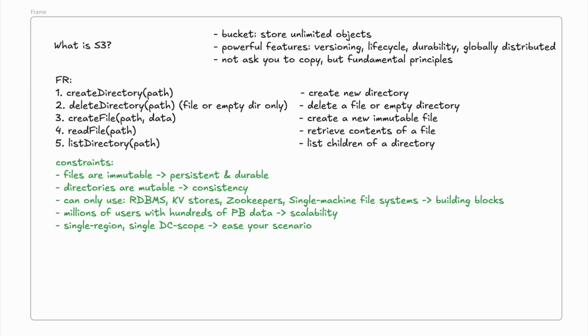Number 2. Mutable directories. While files are static, directories are dynamic. Users can add or remove files at any time, so we need to handle concurrent mutations safely. This pushes us towards strong consistency for directory metadata. We might need transactional semantics for directory-level changes, especially to avoid race conditions or partial state.